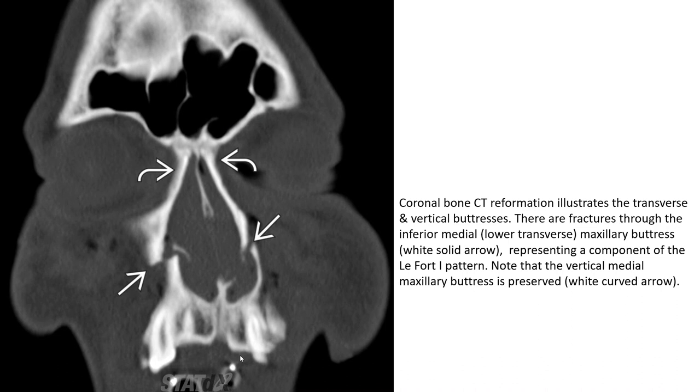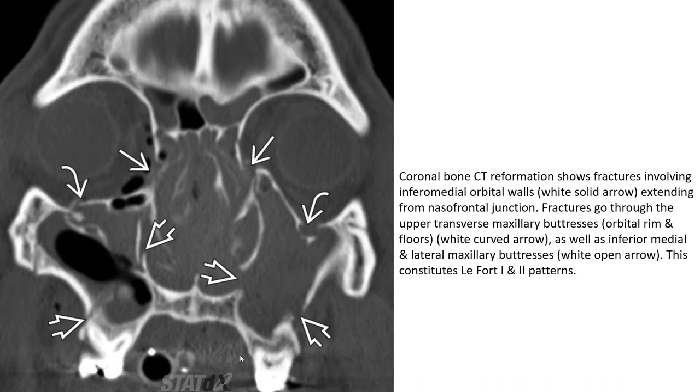So this is on CT reformation. It illustrates the transverse and vertical buttress. They are fractured through the inferior transverse maxillary buttress, white slit arrow indicated, representing a component of the level 1 pattern. Note that the vertical maxillary buttress is preserved, curved arrow indicated.